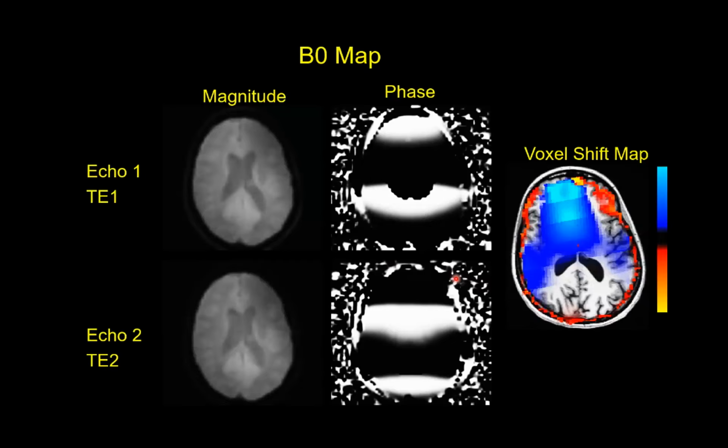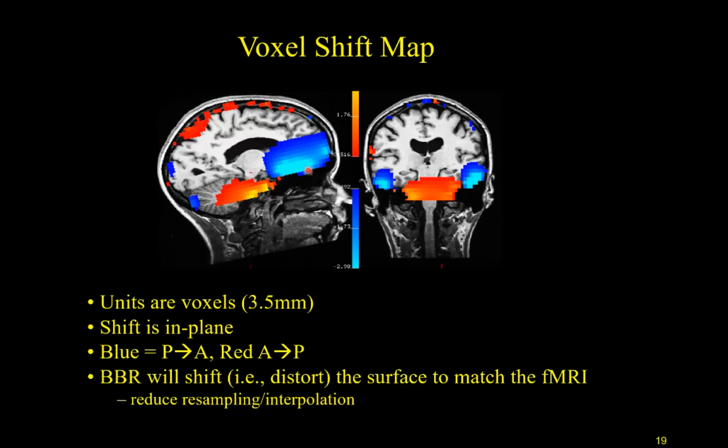So you can collect a B0 map in various ways. This just shows the 2-echo method. And from that, you can create a voxel shift map. This is showing you the amount that a given voxel is going to shift relative to its true location in the anatomical. If you have these types of maps, BBR will take this as input in addition to the surface and the fMRI volume.